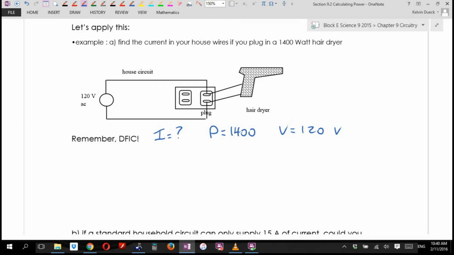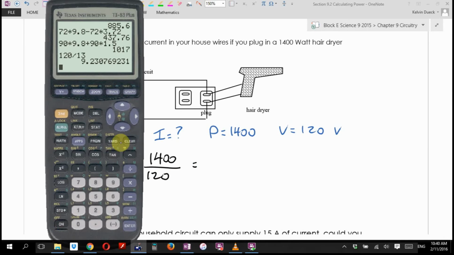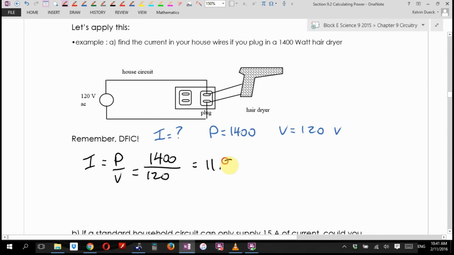So, Nick, it seems to me I'm looking for an equation that has an I and a P and a V in it, and I'd like the I by itself, because that's what I'm trying to find. Is there one, and can you read it to me? There is one. Find it. I equals P over V. Yep. Where P is 1,400 and where V is 120. How many amps of current are going to go through that circuit, through that blow dryer? How many amps does that blow dryer need to run? 11.7 amps.